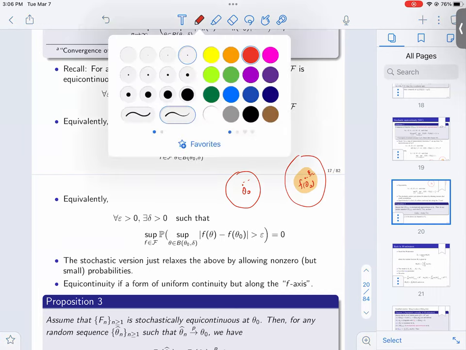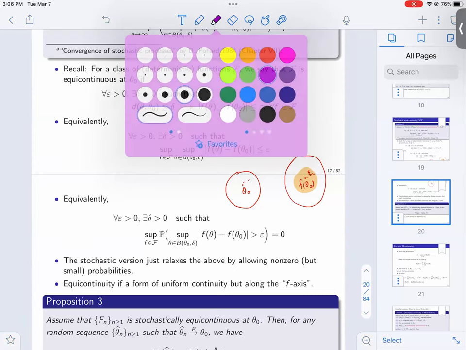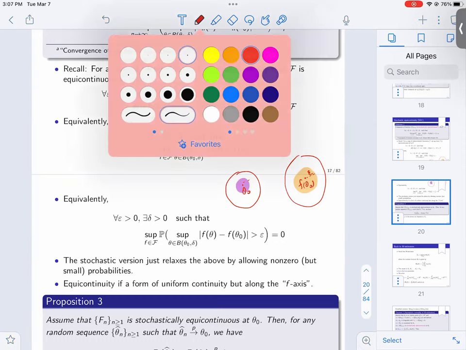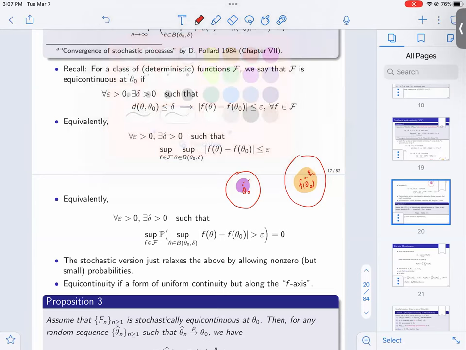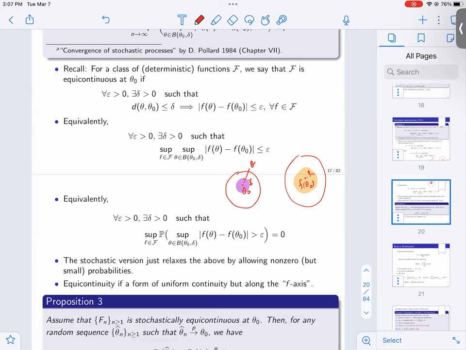So f is continuous if for every epsilon, I can pick a delta such that if theta is there, with radius delta, then f of theta is in the epsilon ball. Okay, coming back. For every epsilon neighborhood of f theta naught, there exists a delta such that if theta is in that delta neighborhood, then f theta would be here.